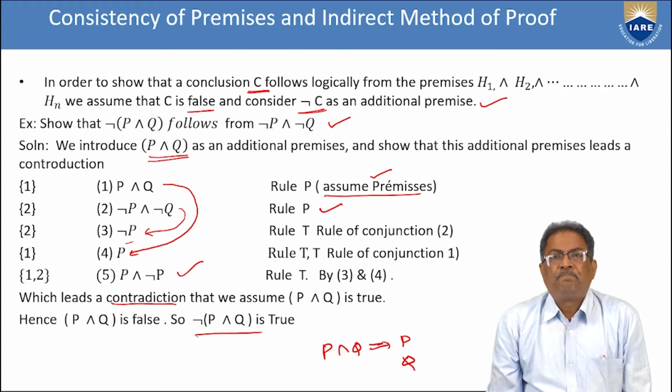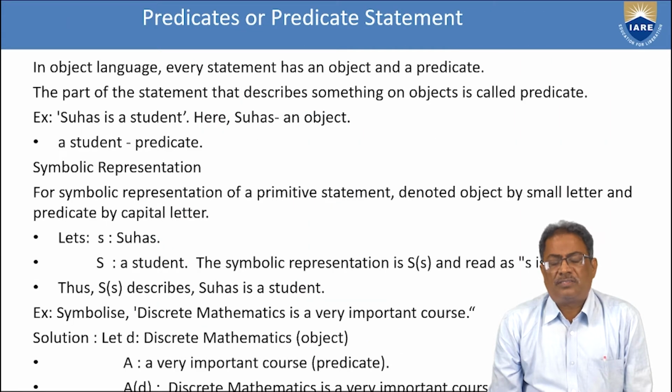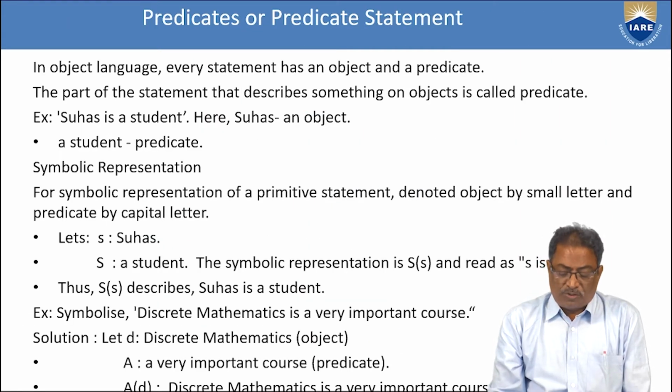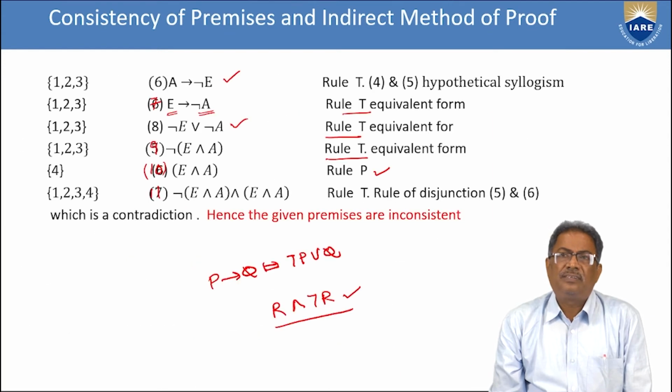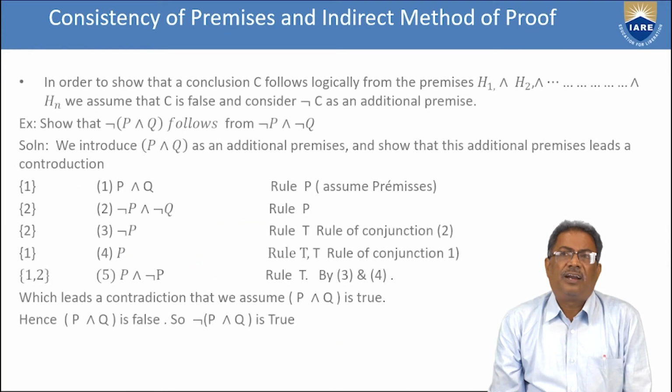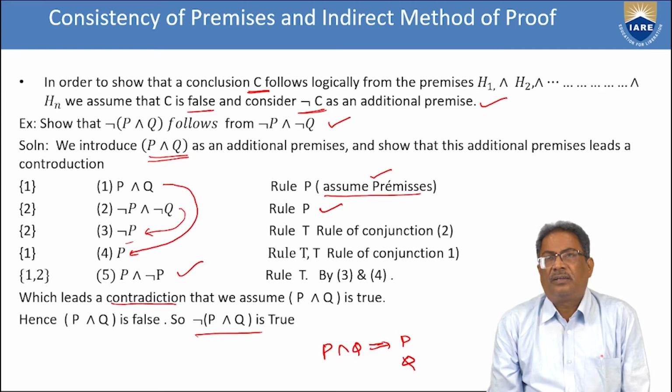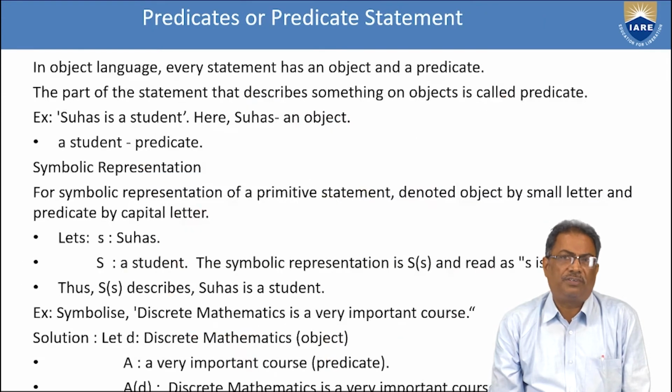That means this is the indirect proof. These are the things which are related only to consistency and inconsistency and the method of indirect proof, or the method of contradiction.